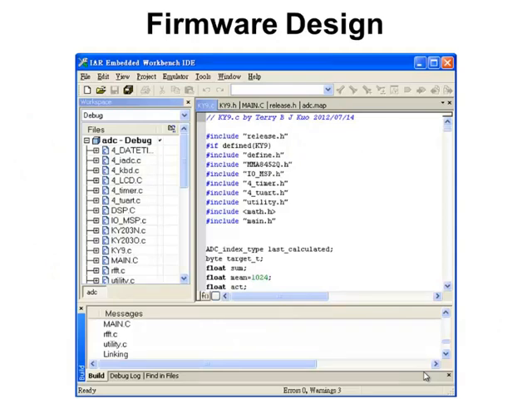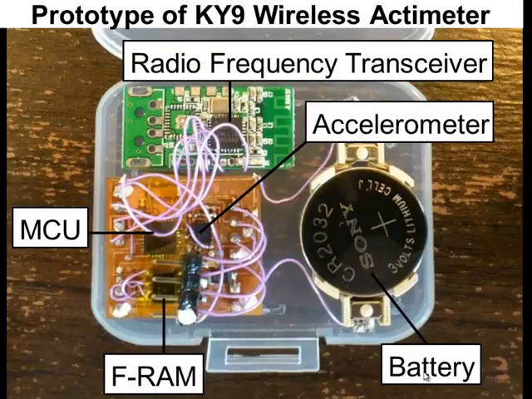For better control of the firmware, I write the firmware myself, so I can control every detail of the operation of the device. This is a prototype of the wireless Actimeter. You can see the battery occupies a relatively large space, and all the other components are relatively small.